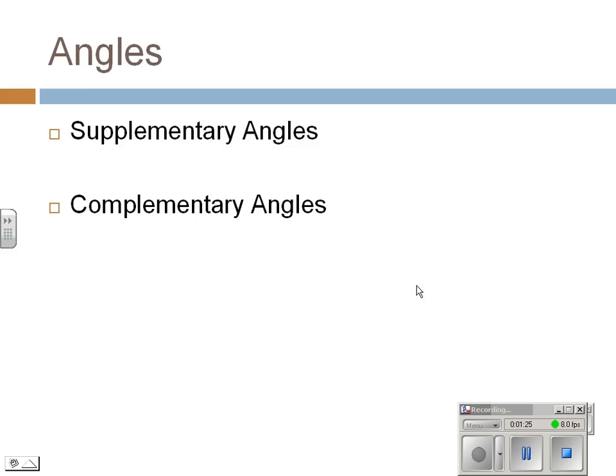All right, supplementary angles. Those are 2 angles that add up to 180 degrees. For example, let's say that you had a 50-degree angle and a 130-degree angle. These 2 angles are supplementary because they add up to 180 degrees.